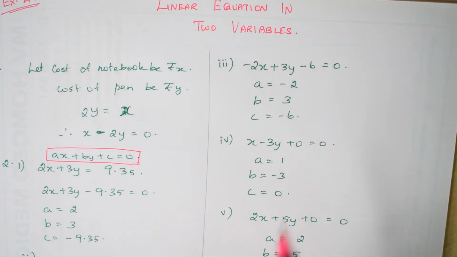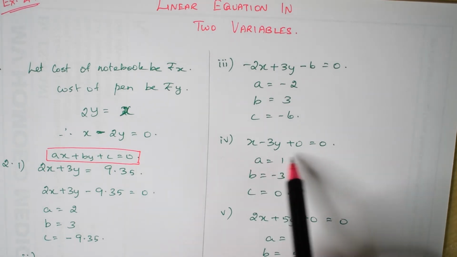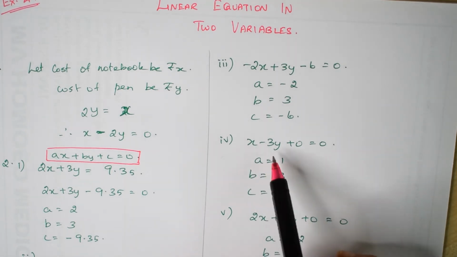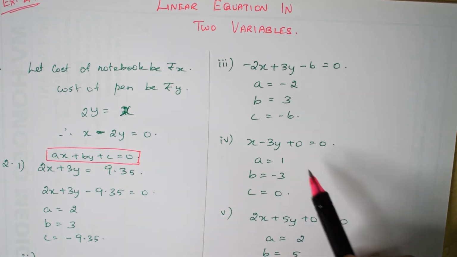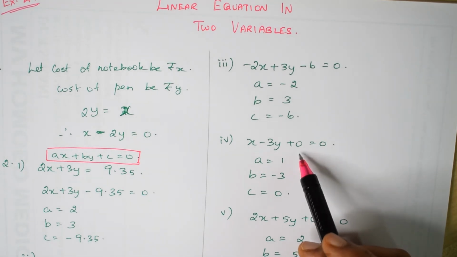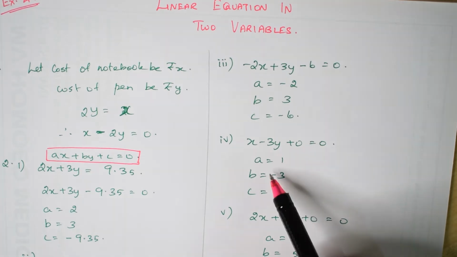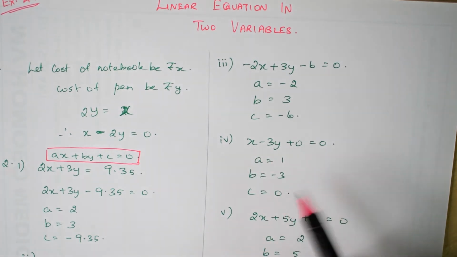Please take care about it. Then the fourth sum, x is equal to 3y, and I have already written it in the format x minus 3y. Here when the 3y comes to the left hand side, it becomes minus 3y plus 0 is equal to 0. They have not given a constant term, but I have introduced a constant term. But when you are very familiar, you need not write the constant term. You can just mark c is equal to 0 directly. Okay. So a's value is 1, b's value is minus 3, c's value is 0.